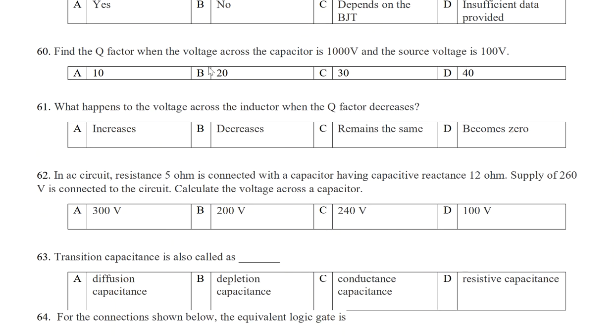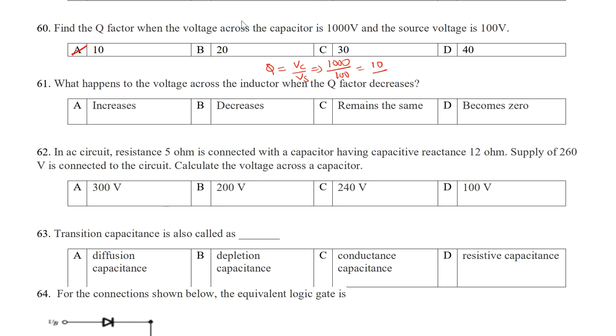Next one, 60th question here. Find the quality factor when the voltage across the capacitor is 1000 volts and the source voltage is 100 volts. What is the quality factor here? We know that the voltage across the capacitor in the resonance condition will be equal to Q times the source voltage. So Q can be written as the voltage across the capacitor divided by the supply voltage. It is 1000 volts divided by 100, which is 10. So A is the right answer.